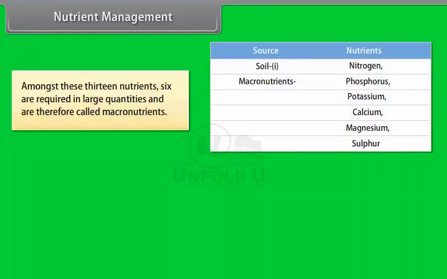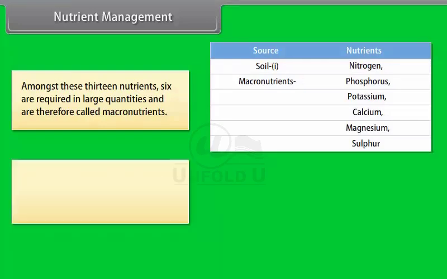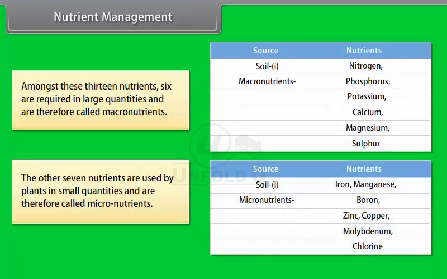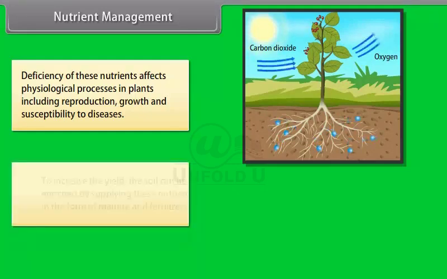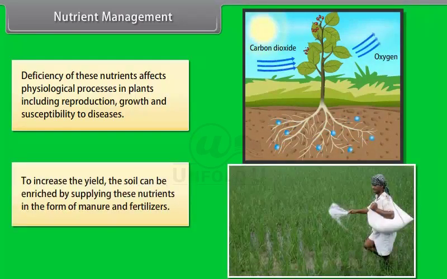Amongst these 13 nutrients, 6 are required in large quantities and are therefore called macronutrients. The other 7 nutrients are used by plants in small quantities and are therefore called micronutrients. Deficiency of these nutrients affect physiological processes in plants, including reproduction, growth, and susceptibility to diseases. To increase the yield, the soil can be enriched by supplying these nutrients in the form of manure and fertilizers.